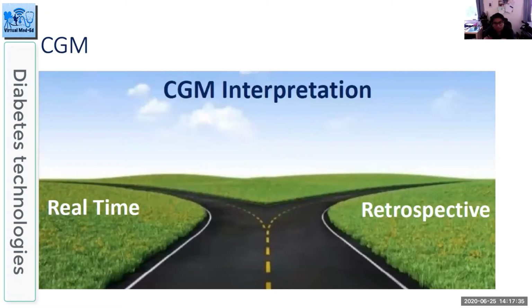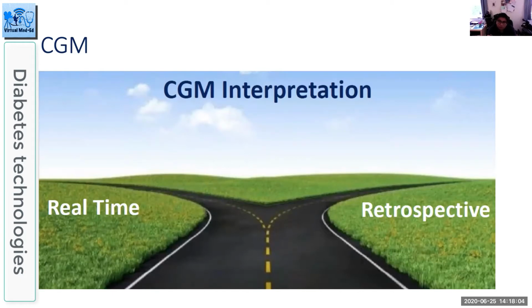So we're down to CGM interpretation, and we're at the crossroads. I always view CGM as, who is it most useful for? Is it the patient or is it the professional? It's always very important to be mindful of this, because these tools are primarily for patients. Real-time data is extremely useful for the patient. For the healthcare professional, the majority of the time you're using retrospective data.